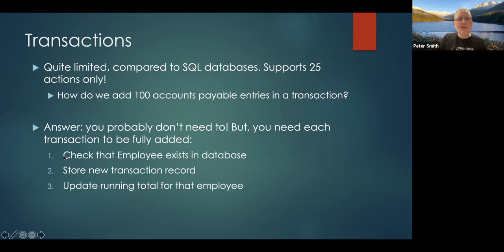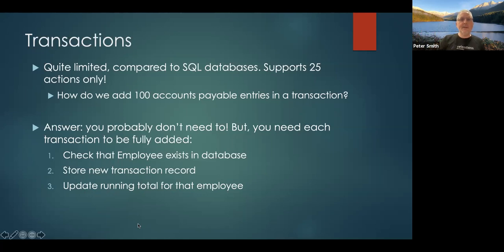For each individual account payable, we need to check that the employee exists in a database. If the employee doesn't exist, you reject the transaction. Forget it, throw it away. Okay, if they do exist, then you're going to store the new transaction record by adding a new row. That's good. And then you're going to update the running total for that employee. This sequence of 3 things must be done atomically.